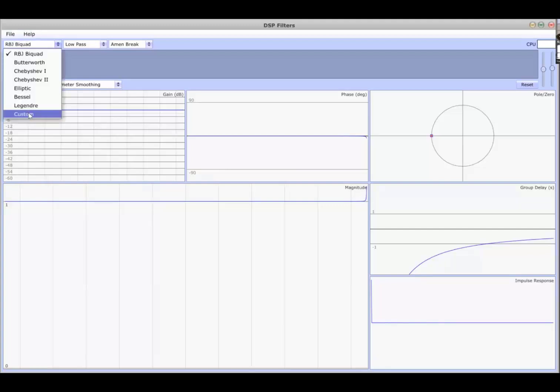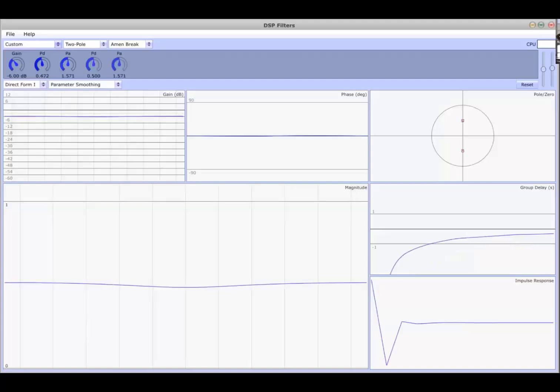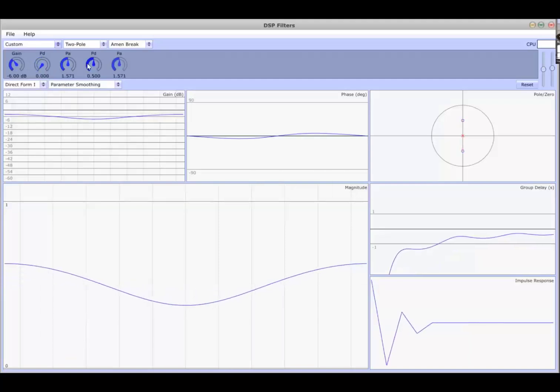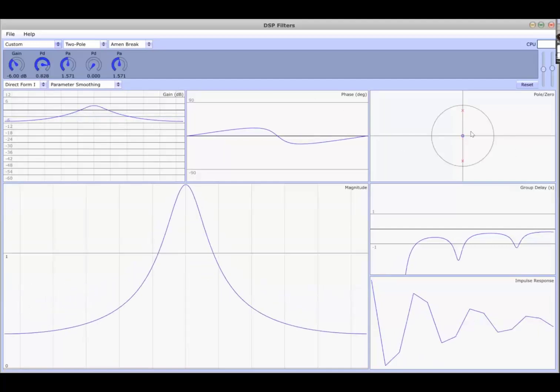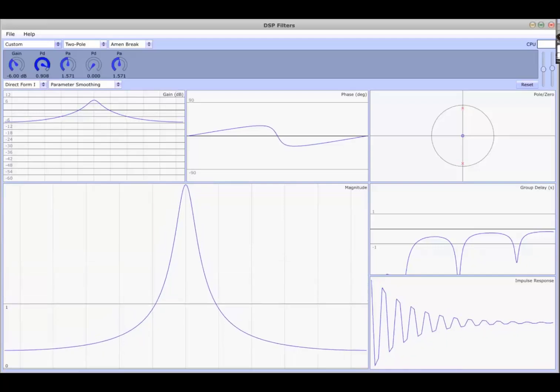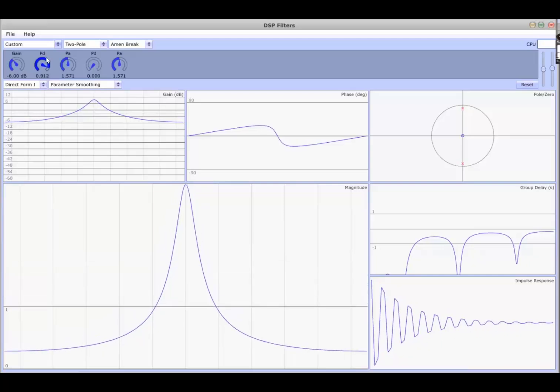Switch up here to custom, and let me begin by turning off the zeros. Take a look up here at what I'm doing in the upper right. You'll see I'm pushing out these poles. Now the poles are what emphasizes frequency, and the zeros are what cuts frequency. By putting the zeros in the middle, I'm taking them out of the equation. They don't do anything.